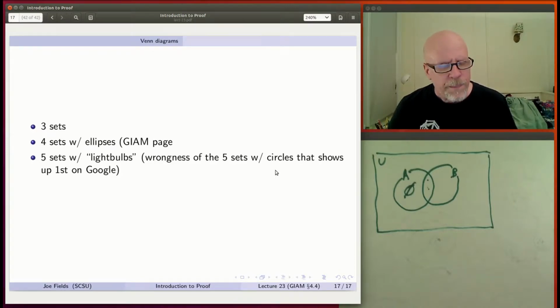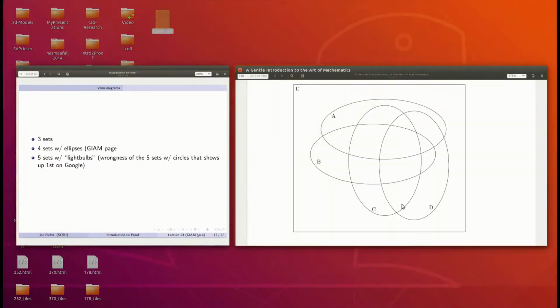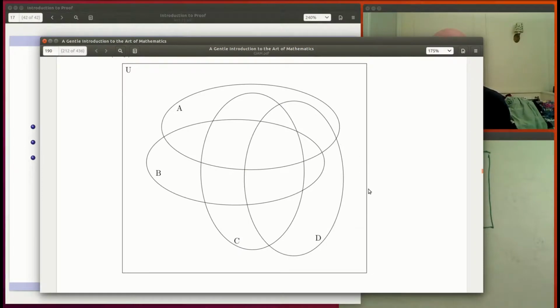The point, though, I think I'm looking at an antique version of the slide deck because I remember typing in that it's on GIAM page 190, the 4 sets with ellipses, but it's not appearing right now. That's okay, since we're almost done, I'll show it to you. This is a diagram out of the GIAM book showing a universal set and 4 sets. It's a little bit of a challenge, but you should try it, count through them, and recognize that all 16 possible expressions that are intersections of A, B, C, and D, or their complements, appear. So there's 16 regions here. You can't make this happen with circles, but you can if you're willing to relax the rules and do it with ellipses.